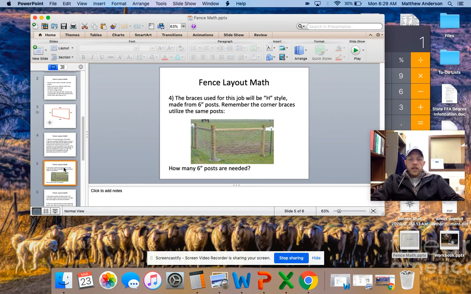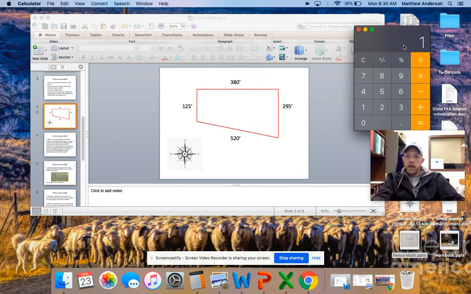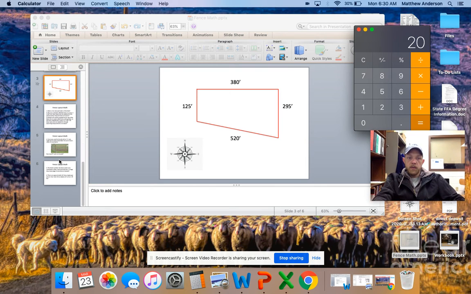The braces used for this job are H-style, and they're going to be made of 6-inch posts. Remember, the corner braces utilize the same post. So we have one corner, and then at each corner, we're going to have a brace going one way and a brace going the other way. How many 6-inch posts are needed? So in this one brace here, we have 1, 2, 3, 4, 5. So if we go back to our map, we have 1, 2, 3, 4 corners. So if each brace requires 5 posts and there are 4 corners, that means that we need 20 6-inch posts.